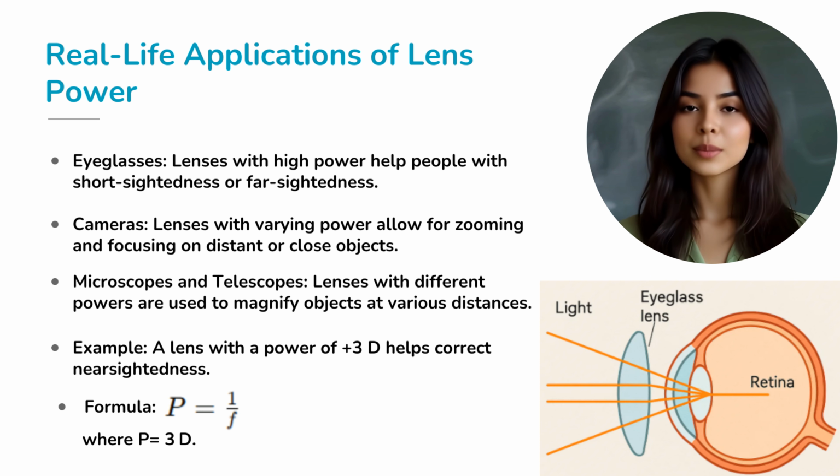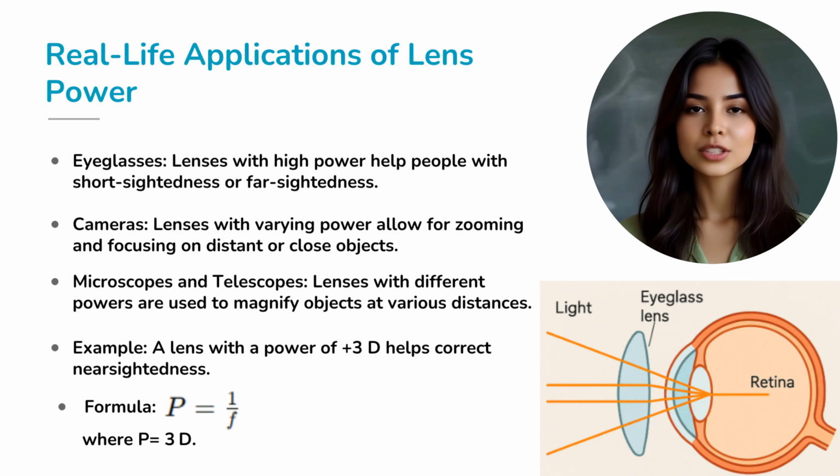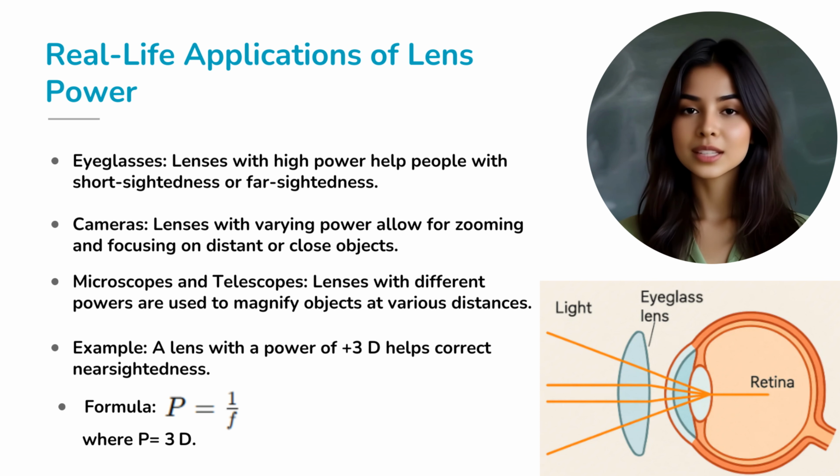Here's a quick example. Let's say you have a lens with a power of +3 diopters, D. This lens can help correct nearsightedness, allowing a person to see distant objects more clearly. It works by focusing the light properly onto the retina. And finally, let's look at the formula that explains lens power.